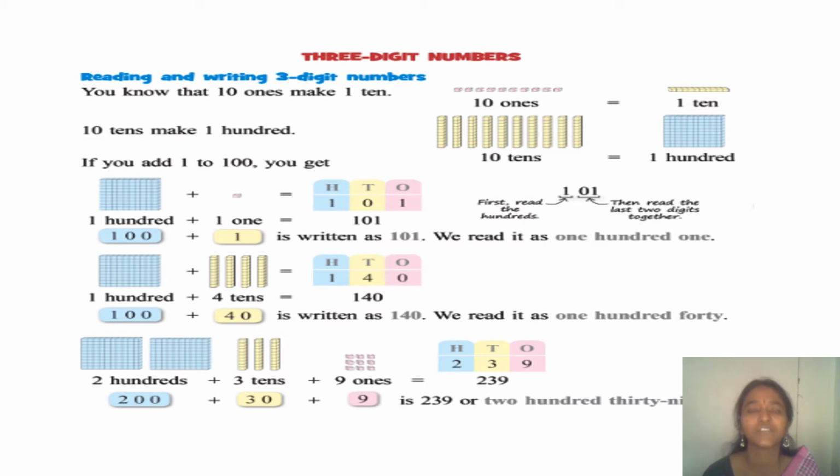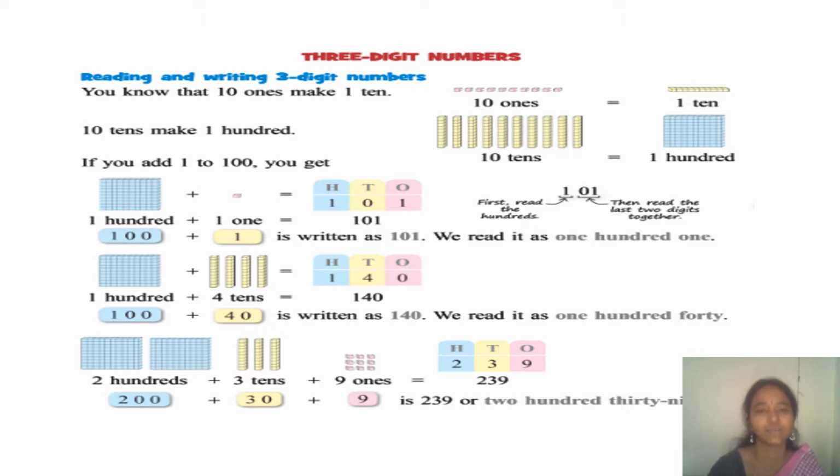Take your page number 81 in your Parallel Sem 1 textbook, and under this you will find 3-digit numbers. Now what about reading and writing these 3-digit numbers? You all know that 10 ones make 10, right? And 10 tens make 100, right? If you add 1 to 100, what will you get? You will get 101.